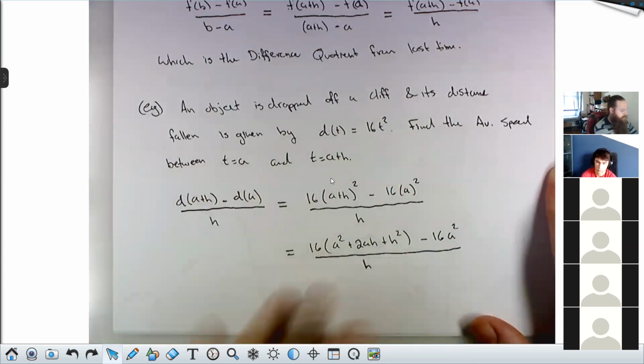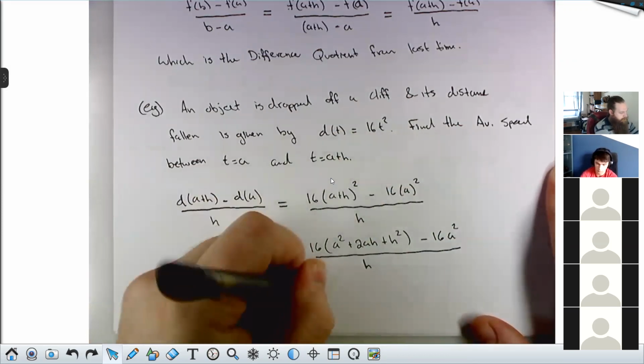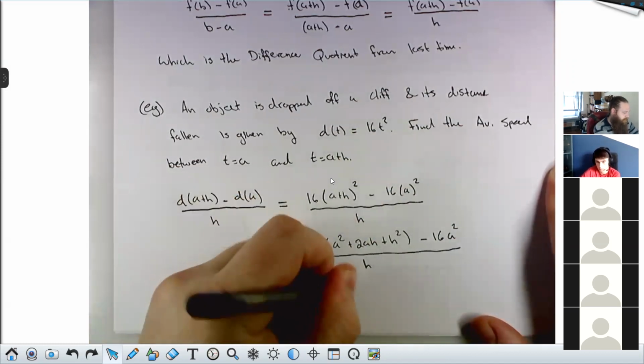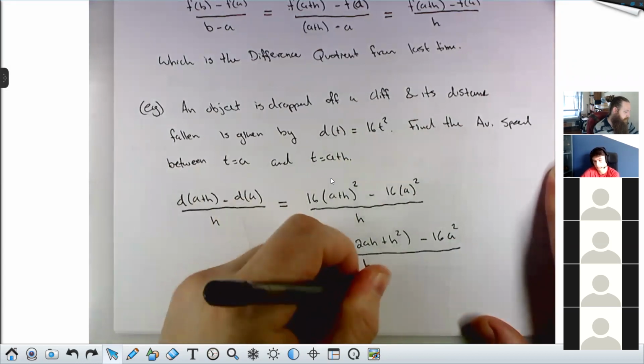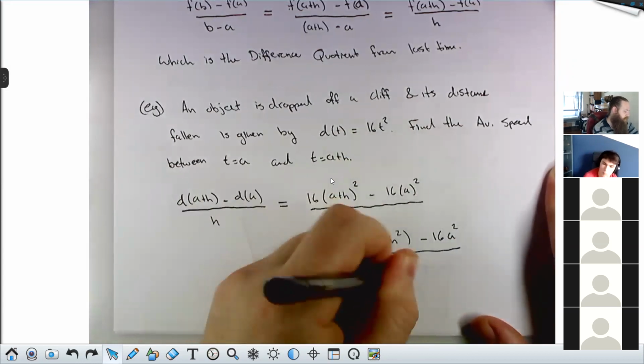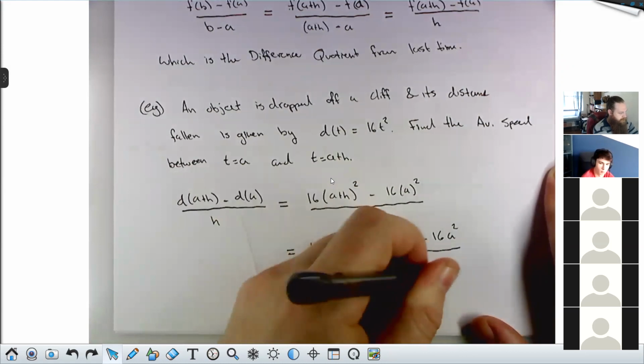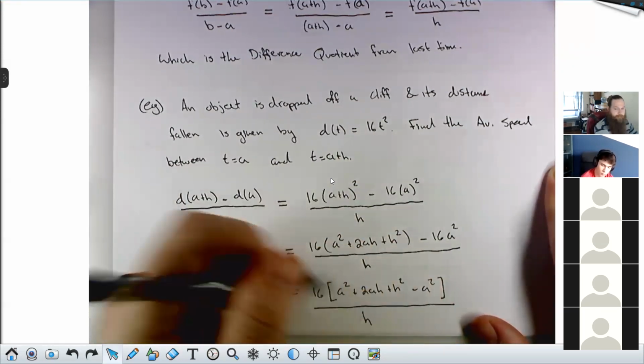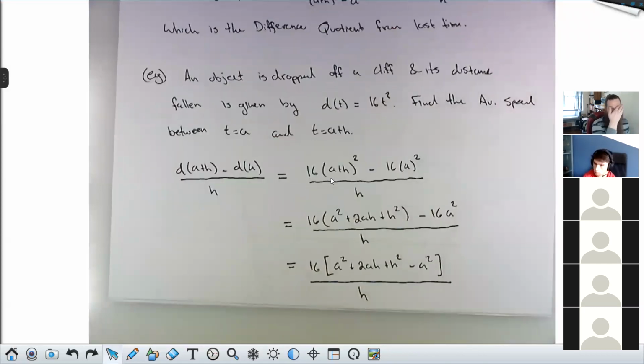Now, if I factor a 16 out, I'll have a squared plus 2ah plus h squared minus a squared. All of that is still over h. Factoring is awesome. Factor when you can. The a squareds eat each other up. So they'll be gone.